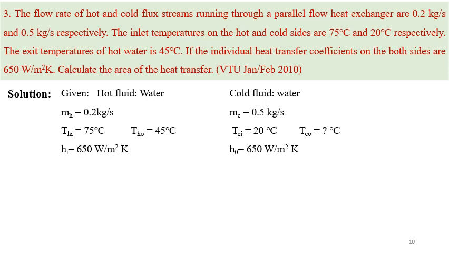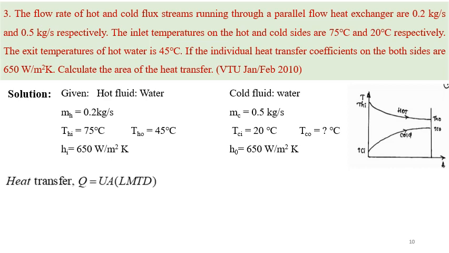Now what we have to do is, first we know that Q is equal to UA into LMTD. This is parallel flow, so draw the temperature profile for this. The value of U is unknown, Q is unknown, LMTD is unknown, and area is unknown. So we have to calculate one by one.